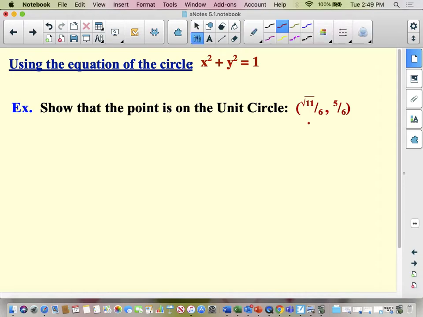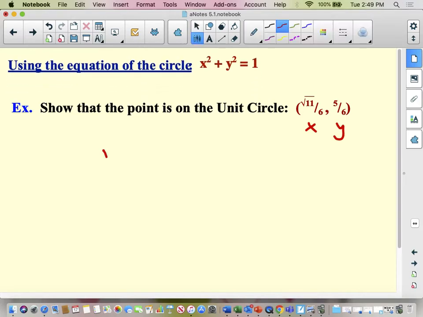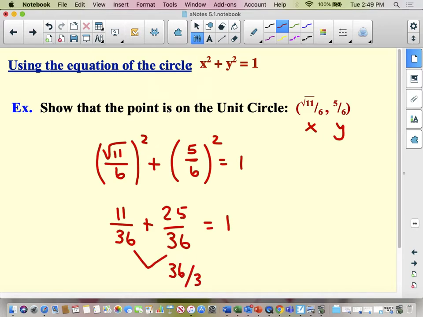So if this is the point, x and y, then you are, like I said, just proving that math right there. So square root of 11 over 6 squared, x squared plus y squared equals 1. And then I'm guessing you can handle the math, but squaring everything inside the parentheses, so that will be 11 over 36 plus 25 over 36. And does that equal 1? Yes, because this is 36 over 36, which obviously is 1. So I just showed, yes, that is on the unit circle.